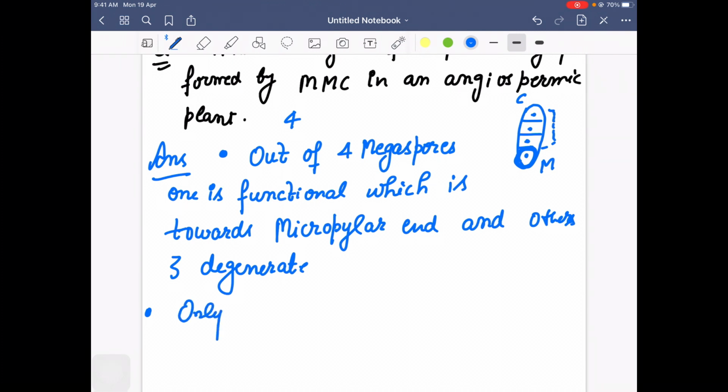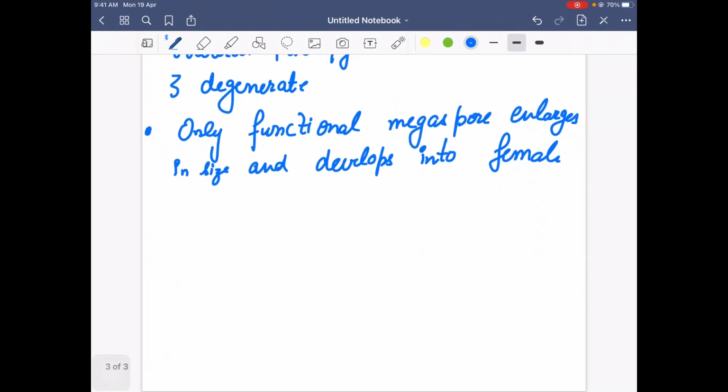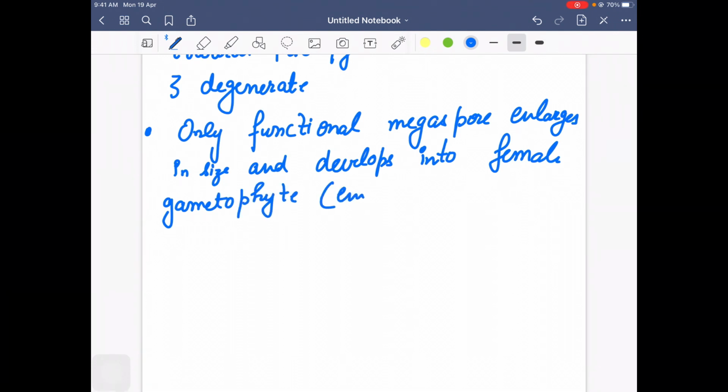First point is clear because this is a 2-mark question, so we will write the second point also. Only the functional megaspore enlarges in size and develops into female gametophyte. What is the another name of female gametophyte? Which structure represents female gametophyte? That is embryo sac.